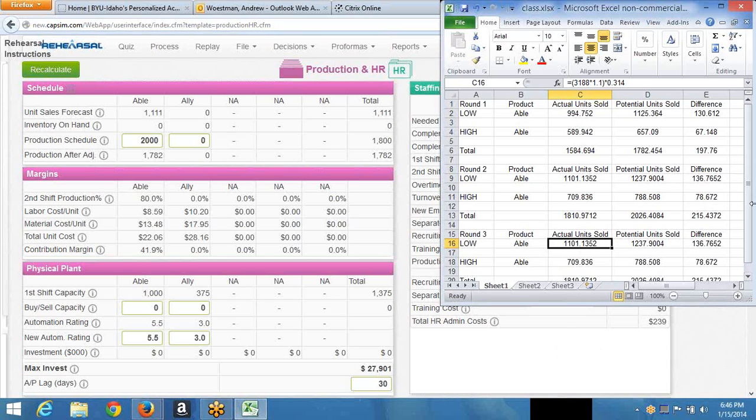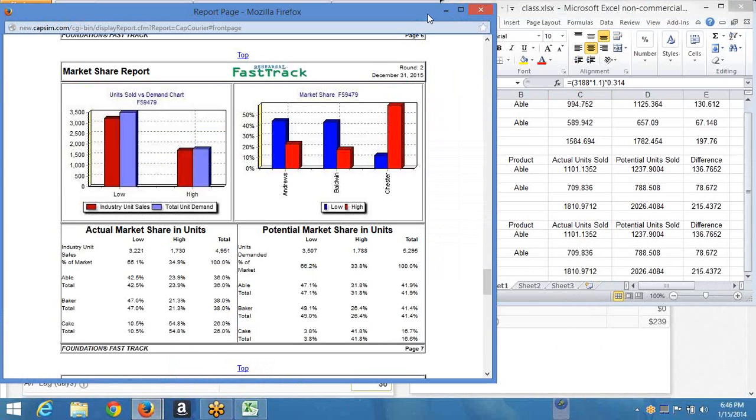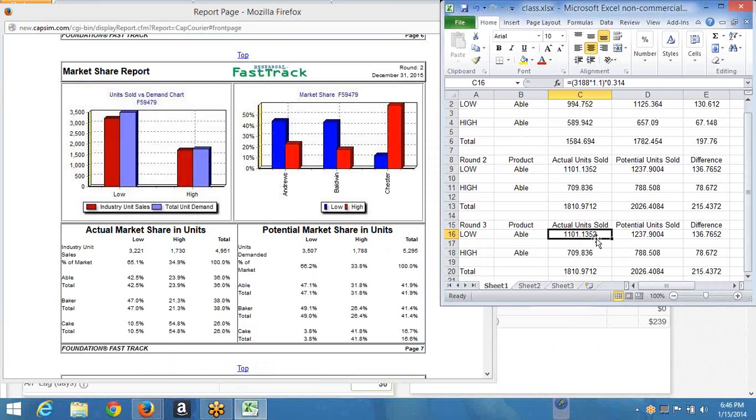I'm going to go down to here. I'm going to pull up my fast track. I got them next to each other so I can see them better. And I'm going to say, okay, I actually sold 42.5%. So I didn't do too good, but I want to see what I can do better. So I'm going to go to my potential.